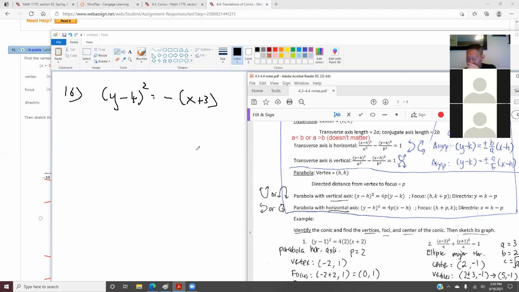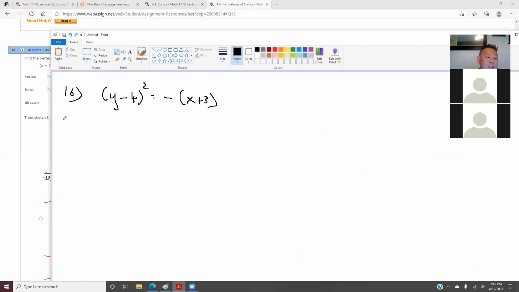Is it horizontal? Yep. And why is it horizontal, Summer? Because the y minus 4 has a square. Yep, because of the y square. So if you have a y square, it's horizontal. Horizontal means that your parabola opens either to the left or the right. Okay.